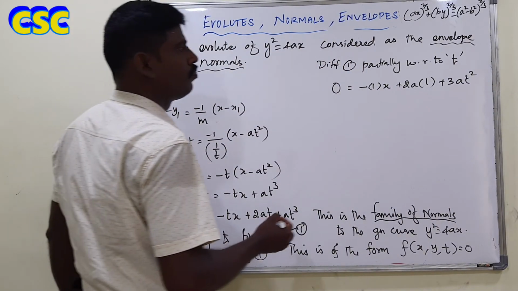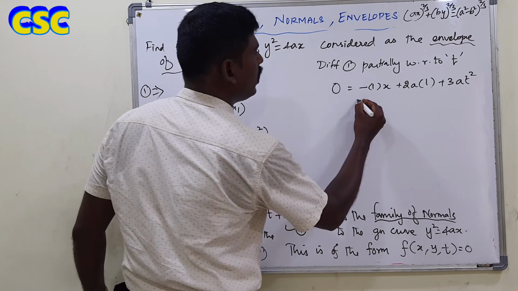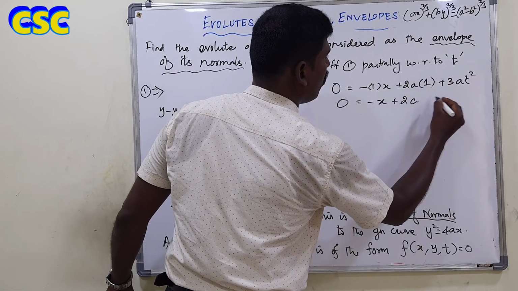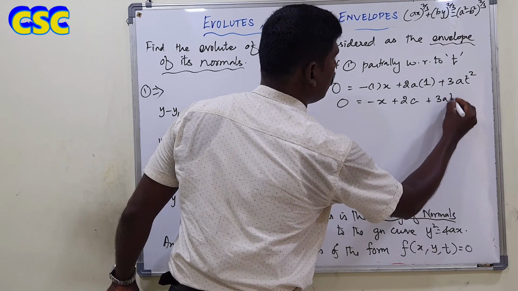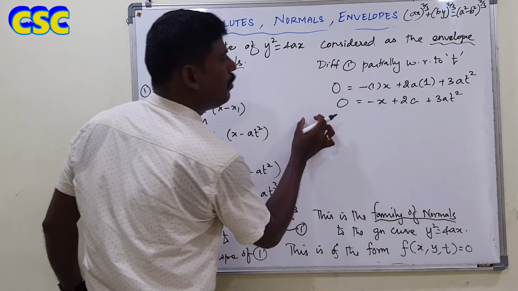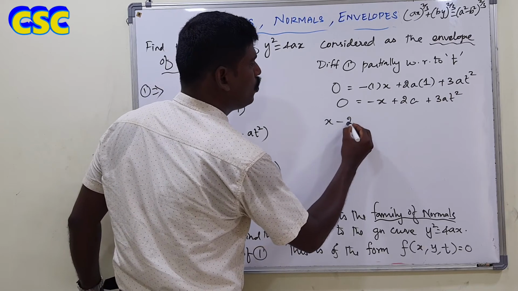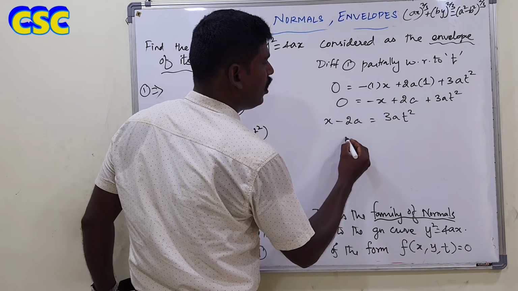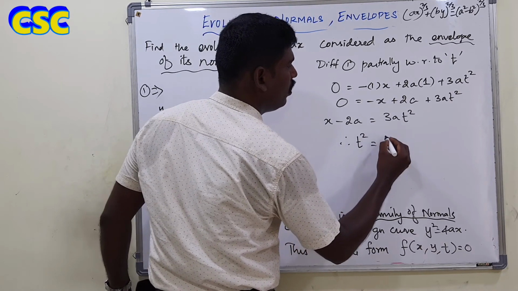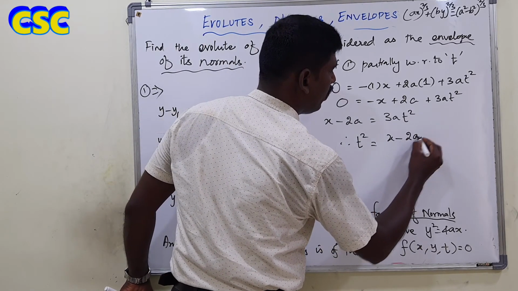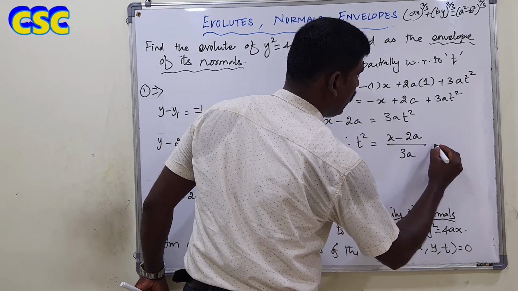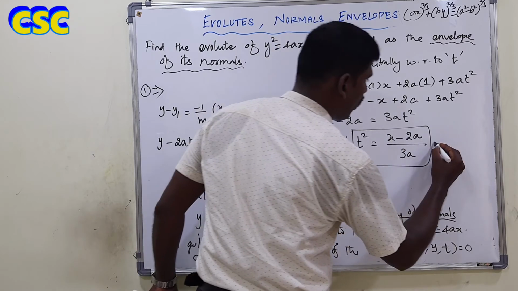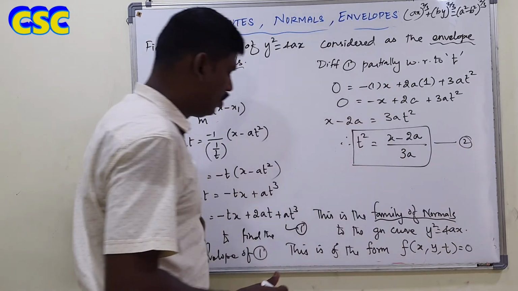That's all. Right? So 0 equal to minus x plus 2a plus 3at square. Therefore, taking this term to the left hand side, x minus 2a equal to 3at square, isn't it? Therefore, what is t square from that? X minus 2a by 3a. This is the value of t square, called equation number 2.